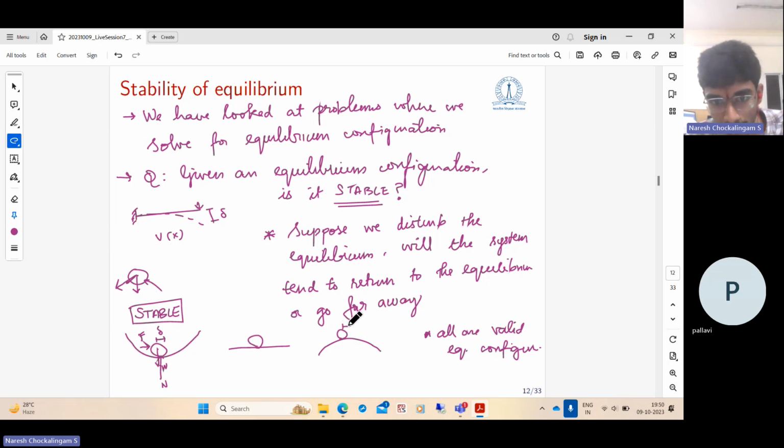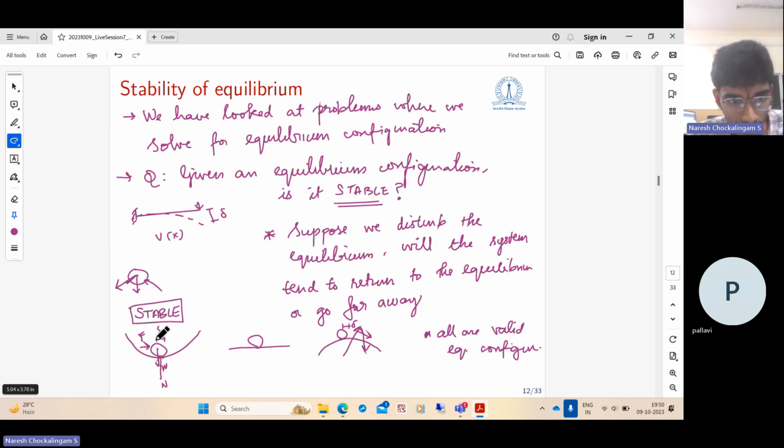If I slightly displace the ball by delta, the normal force will be like this, the vertical force will be like this, they will be imbalanced, and there is a force like this. But what will that force do? That will make the ball accelerate in the same direction as the direction of the perturbation.